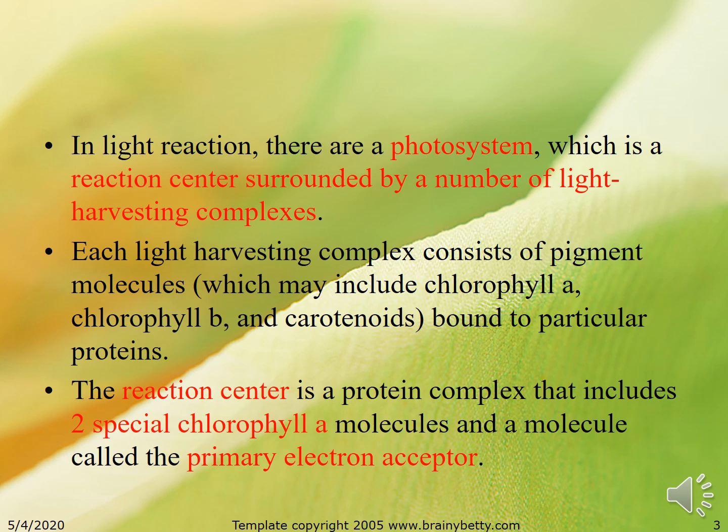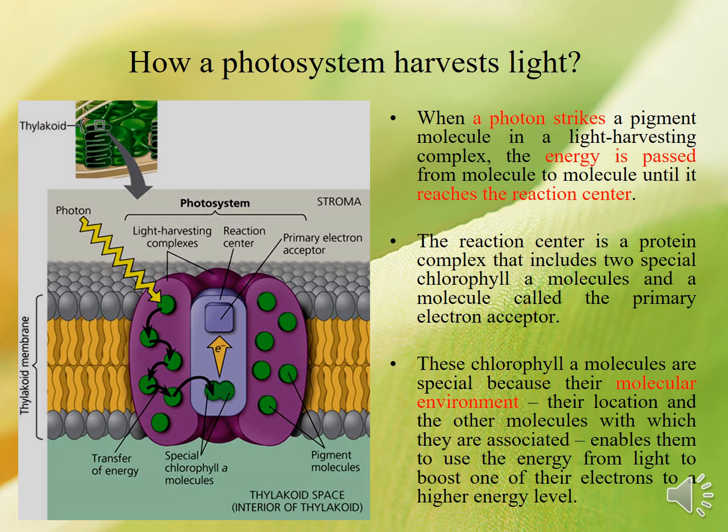Each light harvesting complex consists of pigment molecules, meaning in the harvesting complex they have several pigments: the primary pigments and all the accessory pigments that can be found in the leaf. The reaction center is a protein complex that has two chlorophyll a molecules and a molecule that we call the primary electron acceptor. This is the photosystem for the plant.